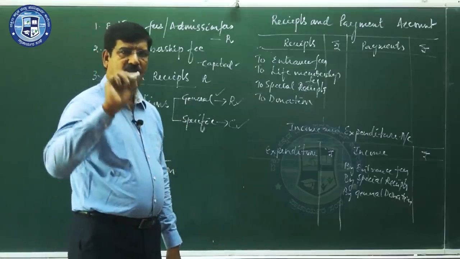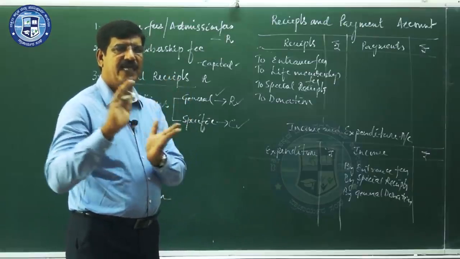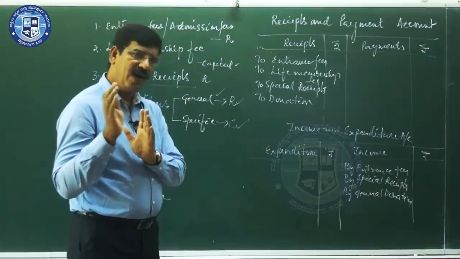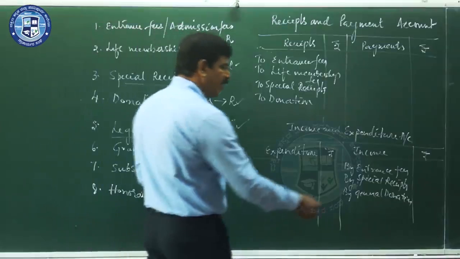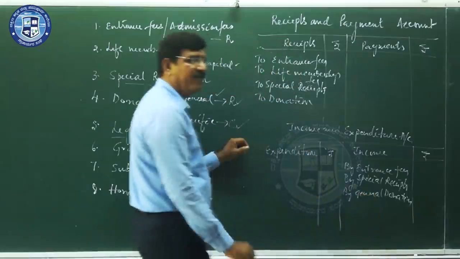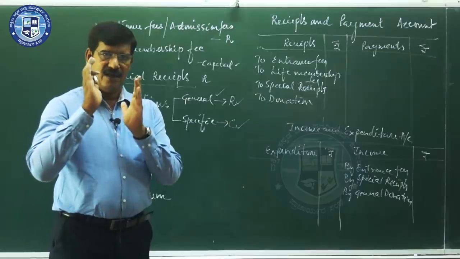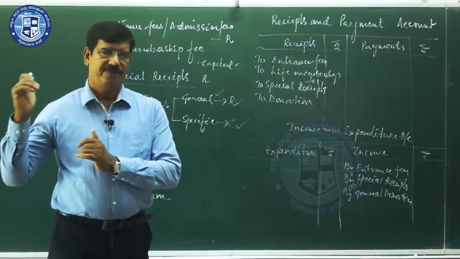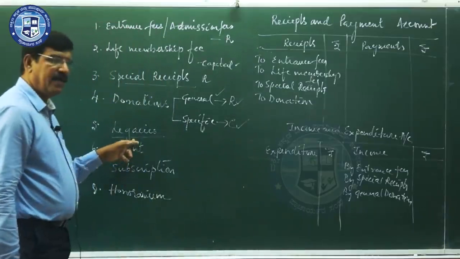However, when the problem states that 50% of the donation is capitalized, then you have to capitalize 50%, and only the remaining 50% should be entered in the income and expenditure account. When a condition is given in the examination, then you have to follow the condition given in the question paper. Okay, now let's see the legacies.